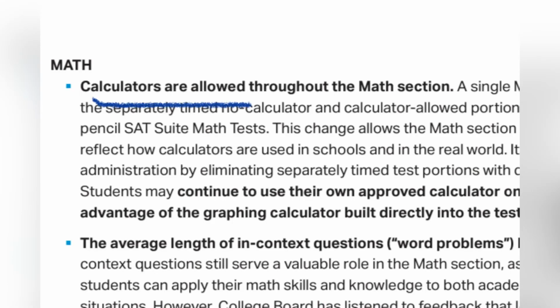Another change is that calculators are allowed. The calculators approved by the College Board are battery operated, handheld, and cannot be connected to the internet. There are certain specifications on the College Board's website as to what kind of calculators will be allowed for test taking. So they allow calculators, and beyond the calculator which you can bring, there is also an embedded calculator. But the calculator you bring will not be allowed when you're taking the reading and writing section.